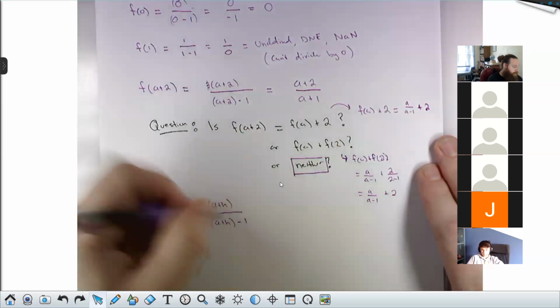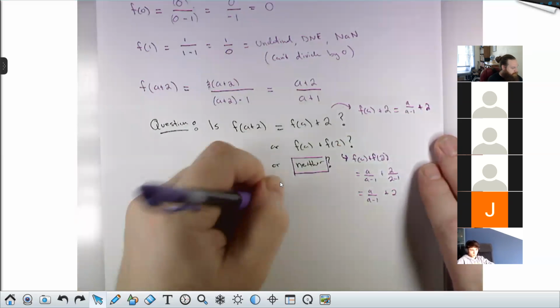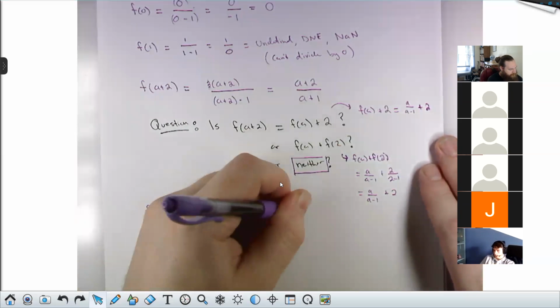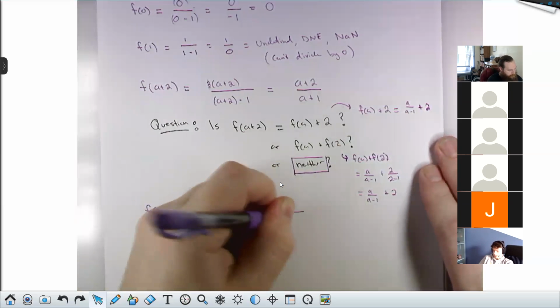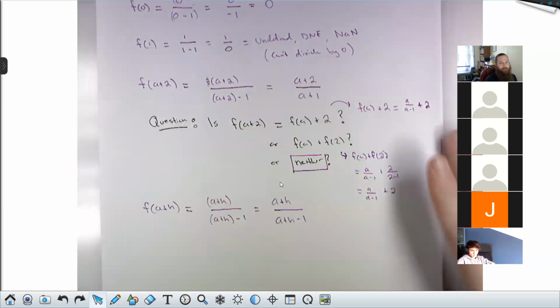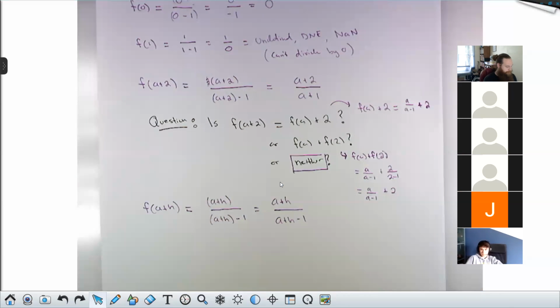What we can do, and the only thing we can do, is write this as a plus h divided by a plus h minus 1. That's it. I'll make a note here.